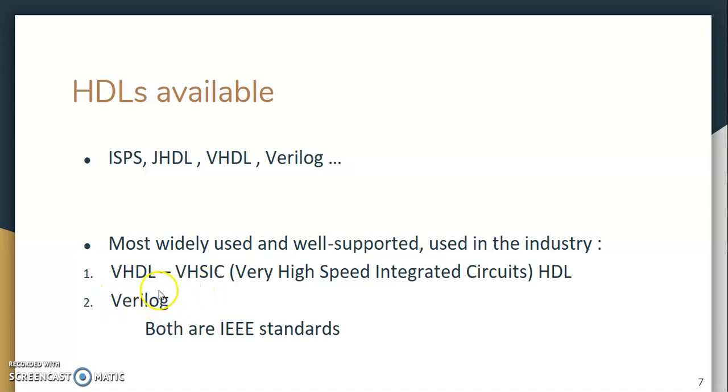VHDL stands for VHSIC HDL, where VHSIC stands for Very High Speed Integrated Circuits, and of course HDL stands for Hardware Description Language. Another kind of HDL is Verilog. We will be studying Verilog here. Both VHDL and Verilog are IEEE standards. Which one you would prefer is a matter of individual preference. Both can be learned easily. VHDL is supposed to be a more structured and ordered language. Verilog is an easier language, but ultimately it depends on the individual.